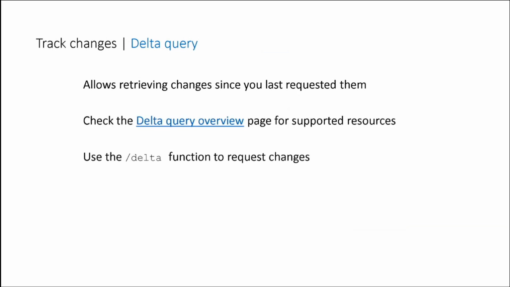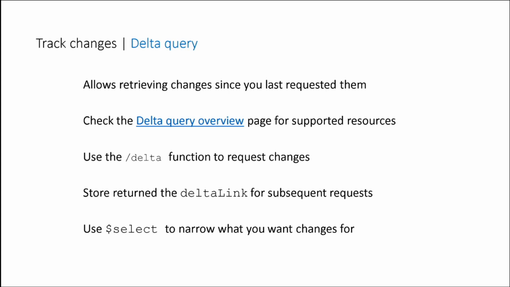Delta queries are essentially great for retrieving changes since you last requested them. We give you what can be termed as a watermark that you have to send us in the next call so that we know where to get the changes next from. The Delta query overview page says there is a function called Delta, and you have to store the watermark. It's provided to you as a Delta link, which you keep in your store, to enable you to make the next Delta call successfully. And you can use the select parameter to reduce the amount of data that you are looking for as changes.